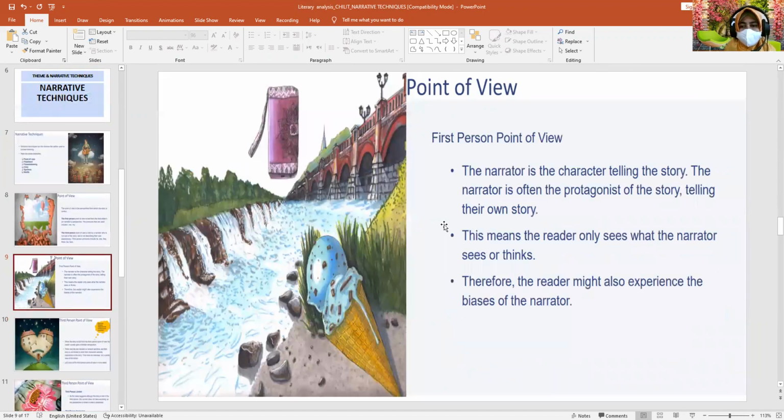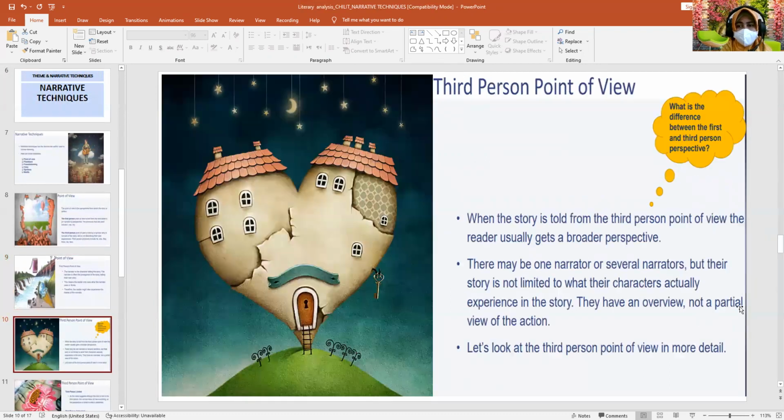Now, in the first person point of view, the narrator is the character telling the story. The narrator is often the protagonist of the story, telling their own story. This means the readers only see what the narrator sees or thinks. Therefore, the readers might also experience the biases of the narrator. Okay. Now, what about the third person point of view?